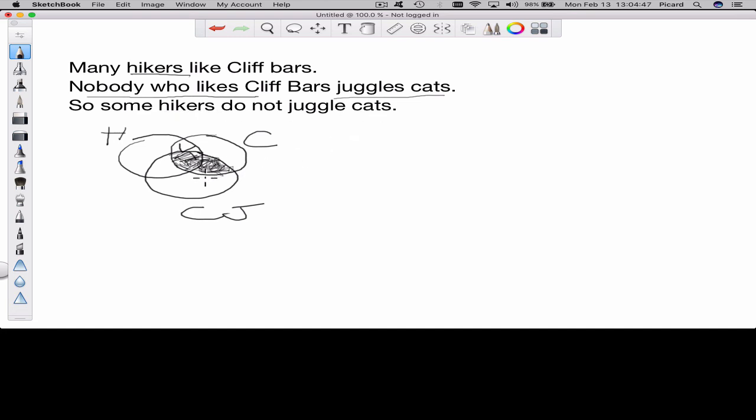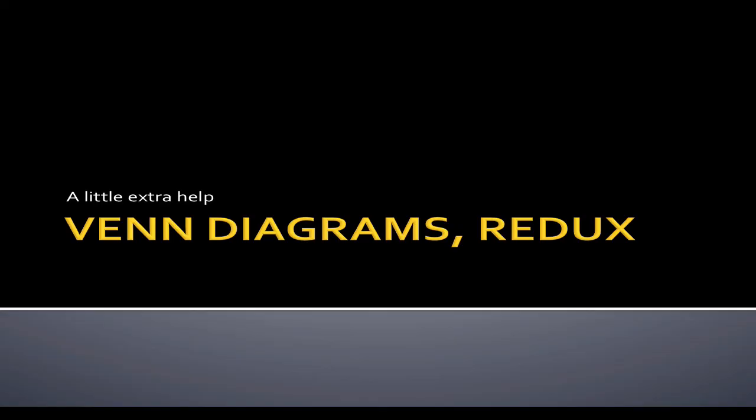Does there have to be a hiker that doesn't juggle cats? Yes, this hiker right here that likes Cliff Bars, that hiker has to be somebody who doesn't juggle cats. They are separated and walled off from the cat jugglers. Therefore, that is a valid argument. Comprendo? I hope that helped. This has been your tutorial, review, revisit of just how in the heck it is we're supposed to mark Venn diagrams. Do hope you found it useful.